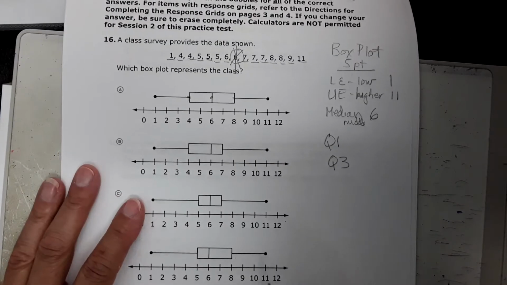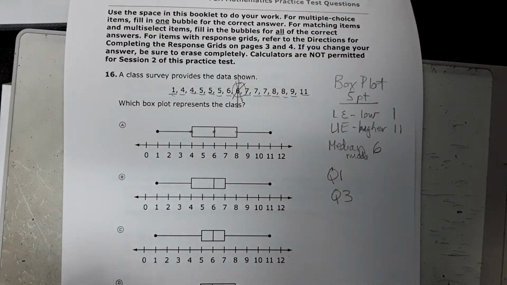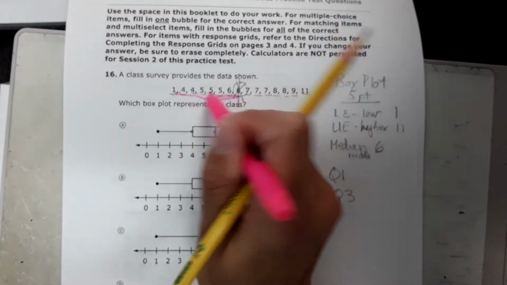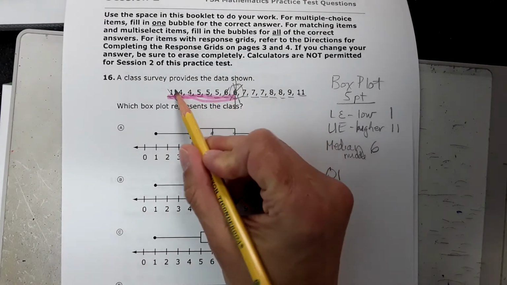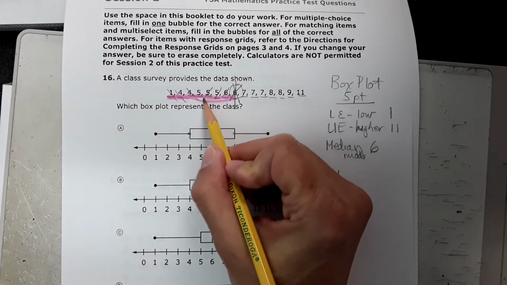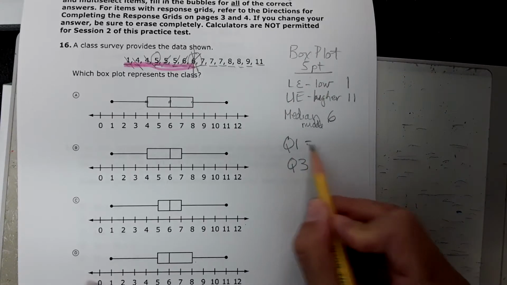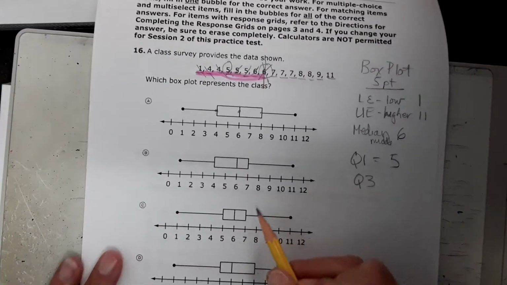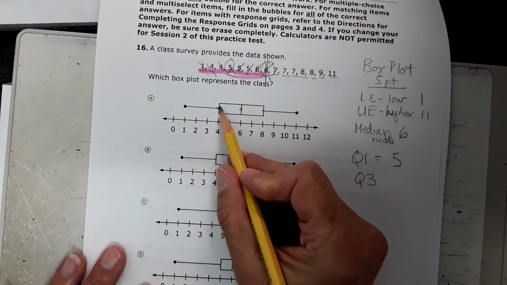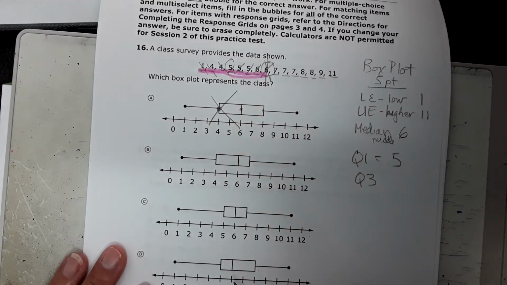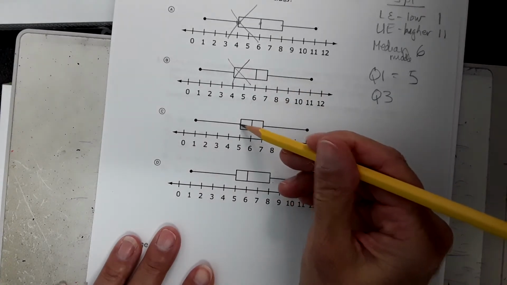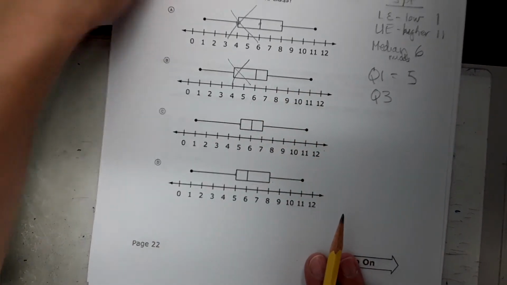So now we got to find Q1. So I'm going to look at this lower half. Q1 is the median of this lower half. Cross out the ends, cross out the ends, cross out the ends. Q1 is 5. All right, Q1 here is found by the beginning of the box. This is not the answer. This is not the answer. So it leaves us with this and this as our possible answers.